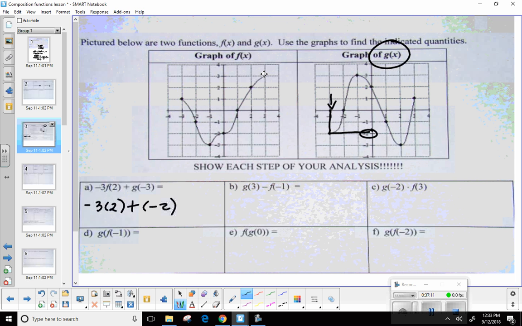Okay, anyways. All right, so what would negative 3 times 2 be? Okay, negative 6 and then minus 2 would give me negative 8. Yes. Perfect. Okay, well, let's go ahead and try this one, B.